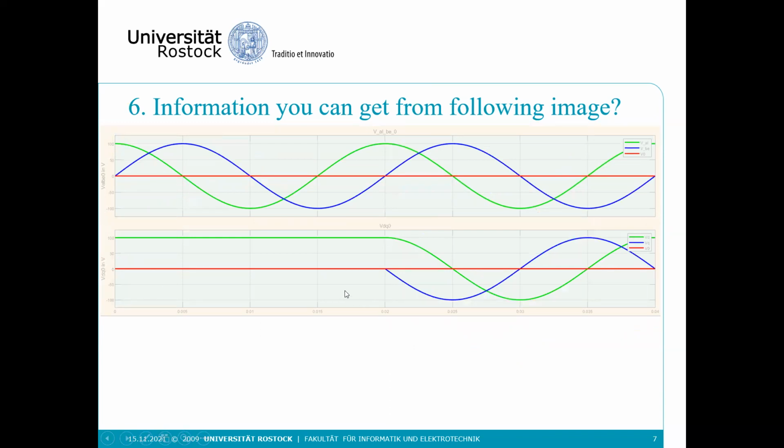Now, as usual, I gave you the alpha beta plot again. This is your alpha, the green one, and the blue one is your beta. Here the green one is VD and the blue one is your VQ. This is 100. It's the same DQ graph. This is 100, this is minus 100, and this is 0.02, 0.04, this is 0.